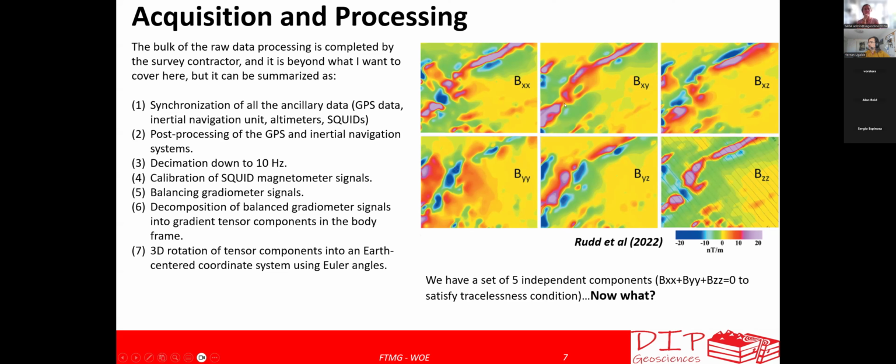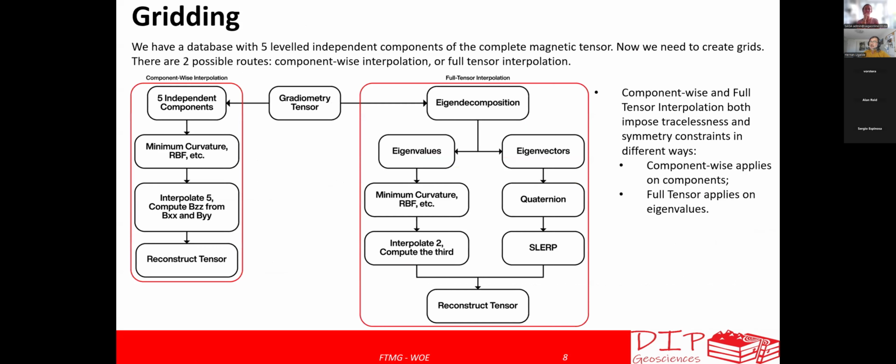Because remember that, because of the tracelessness, bxx plus byy plus bzz has to be 0. So with 2 of them, we can get the third one. So what can we do from that? This is where the first thing that comes to mind is gridding. How are we going to do this gridding?